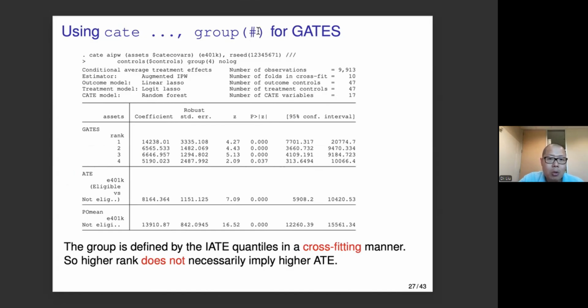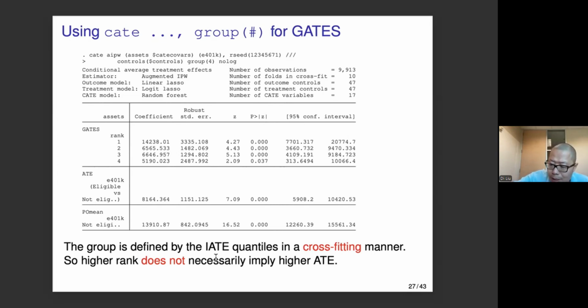That number will divide the data into that many groups, and for each group, we can estimate the treatment effects. Here I specify option group 4, which means I divide the data into 4 groups. So how do we decide the groups? The groups are determined by the ITE quantiles. We first estimate the ITEs, and then we classify the data by the quantiles of the ITEs.